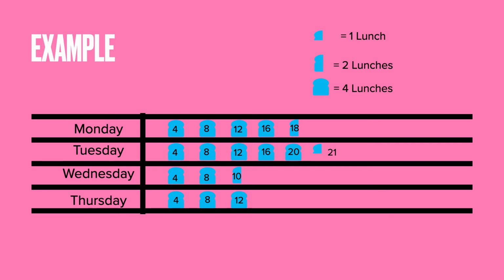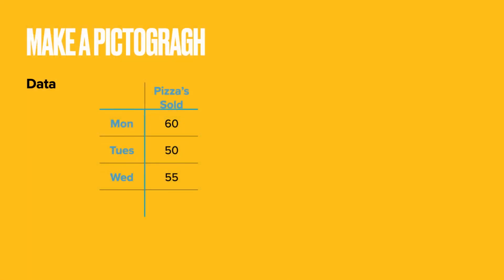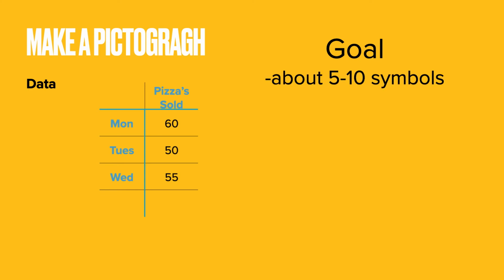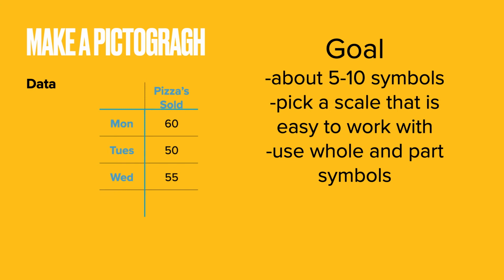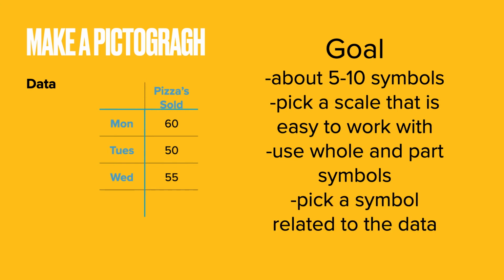Hey, let's try making a pictograph. Let's say we've got some data here for how many pizzas that cafe sold on 3 days. What's our goal for making a pictograph? Well, when you make a pictograph, the largest line of symbols, we want it usually around 5 or 10 symbols, somewhere in that kind of region. We want to pick a scale that is going to be easy to work with. And we want to use whole symbols and partial symbols. And finally, we want to pick a symbol that is related to the data that we're using.